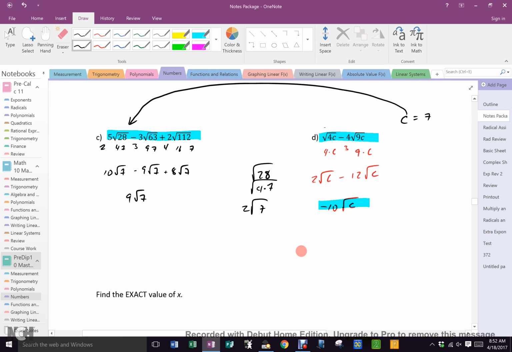So if I gave you this, root 32x squared y plus root 8y. Could you do that? What would you do with that? Go ahead. Well, I would use 16 and 2.